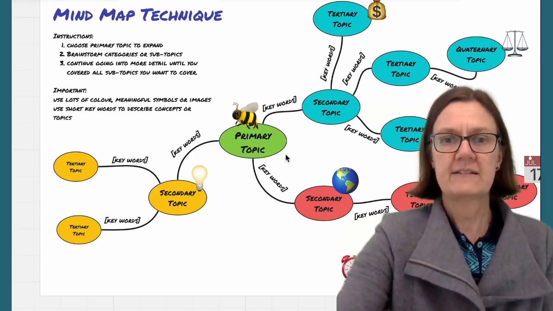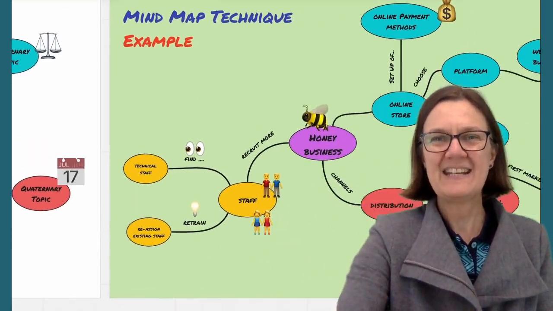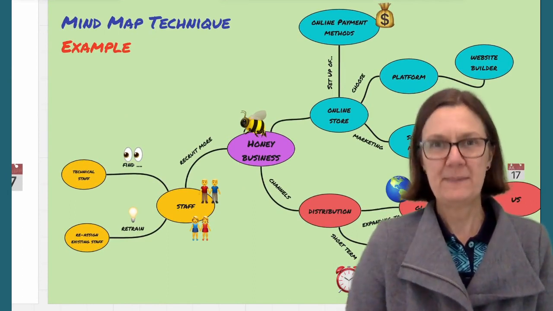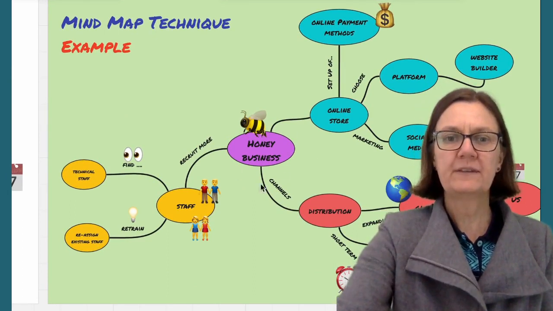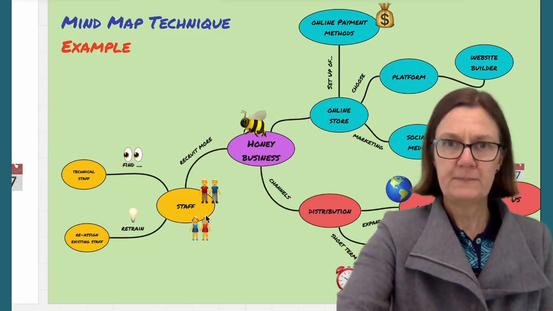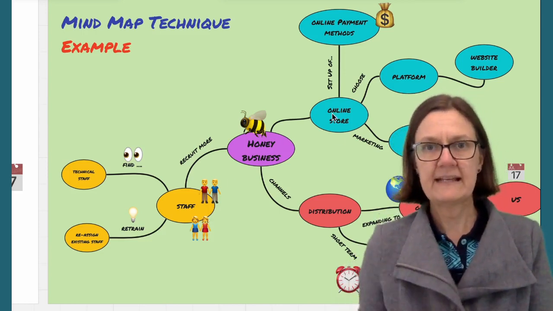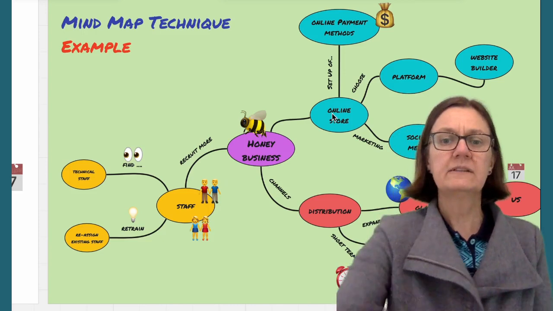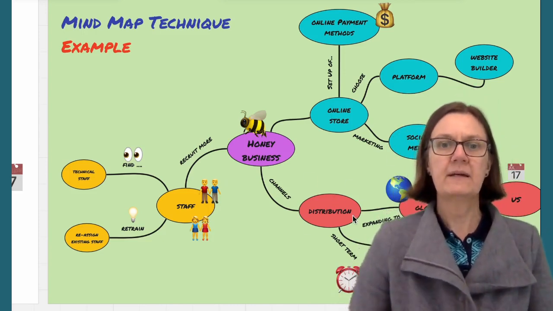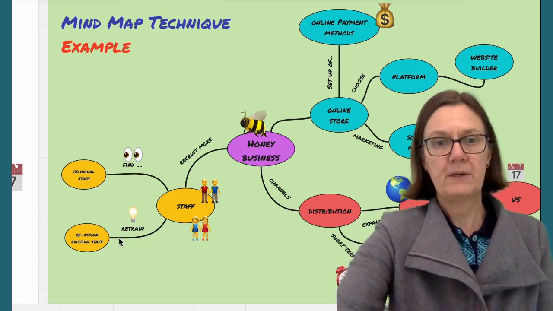Now let's have a look at the example here. I think this is why you've seen a B on the template. The example is about a honey business. So you've got a honey business in the middle there, and then we've got three main secondary topics that we're talking about. So we've got the online store. We want to break that down and fully understand what that entails. We've got distribution. So what exactly do we need to think about there? And then we've got the staff side of the business, and that needs to be broken down.